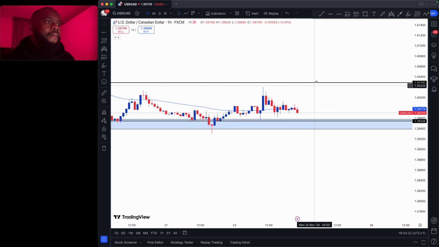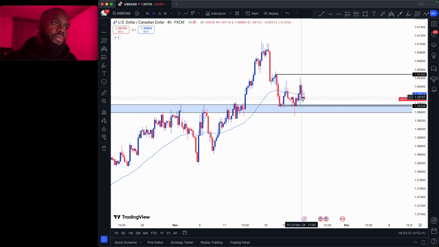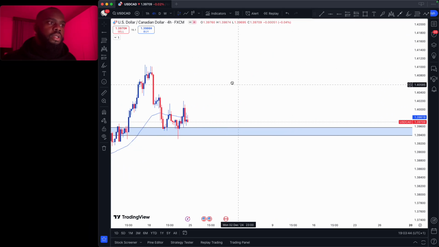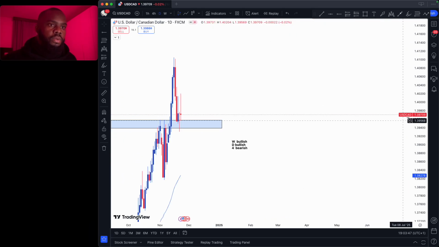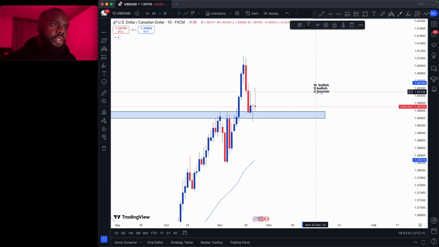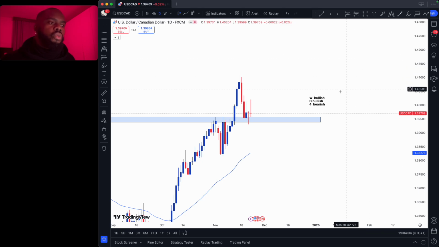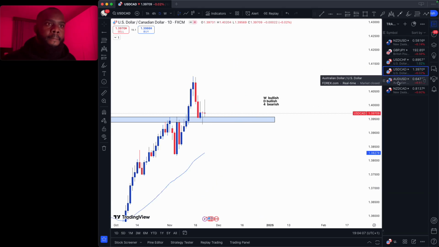So that is for USDCAD. USDCAD will have to see a close below, then a breakout again on the 4-hour time frame, because the 4-hour time frame is not so clear. As you can see, we have the weekly bullish, the daily bullish, then 4 hours bearish. So I want to see the 4 hours go bullish with the daily, so that the buy continuation can continue on USDCAD. So we might see that also by next week.